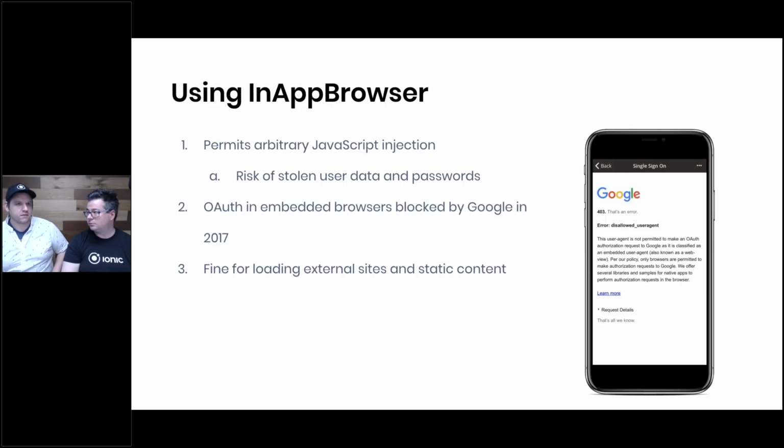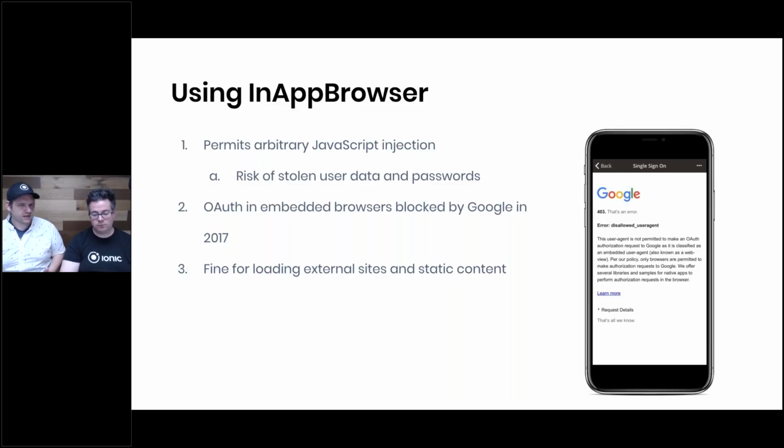So basically the real problem with using an in-app browser is that it permits arbitrary JavaScript injection, which means there's a risk for stolen user data and passwords. When presenting a view in the in-app browser, someone can add additional JavaScript, which could allow somebody to read the input fields as the user's typing, which is username, password, things like that.